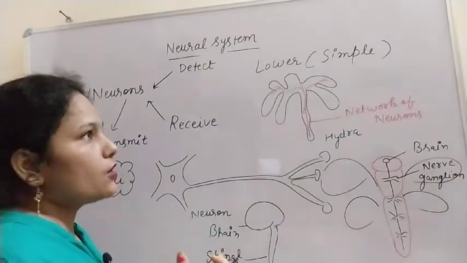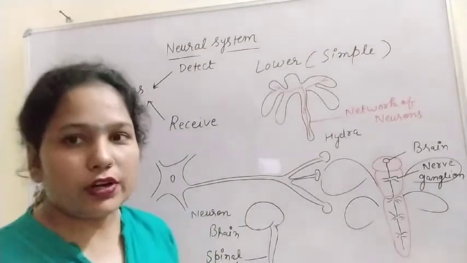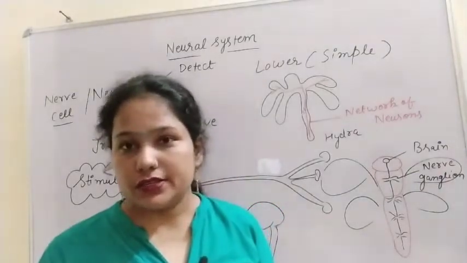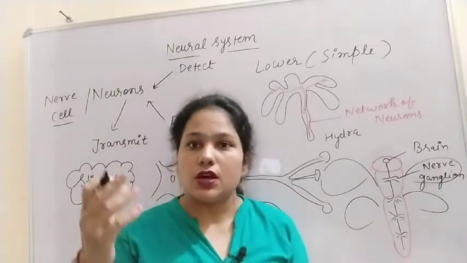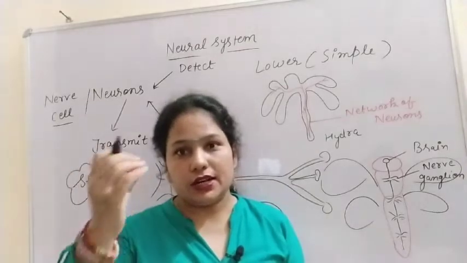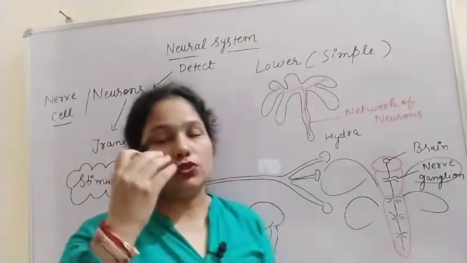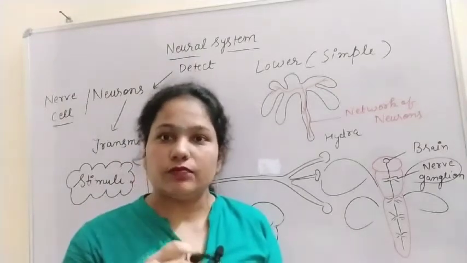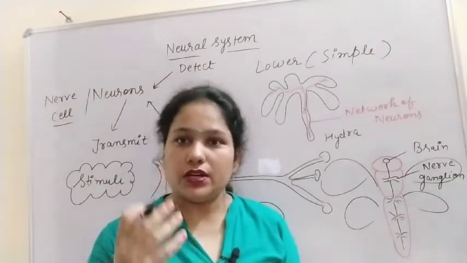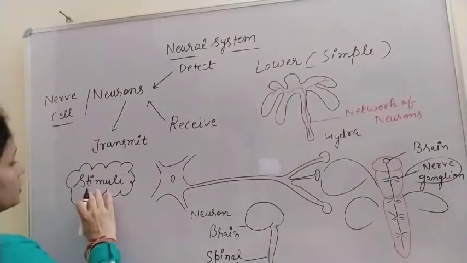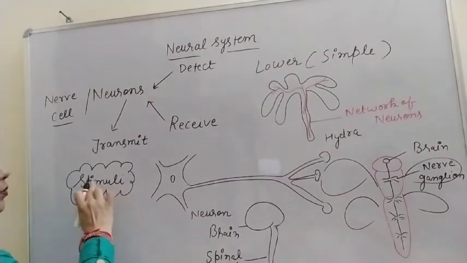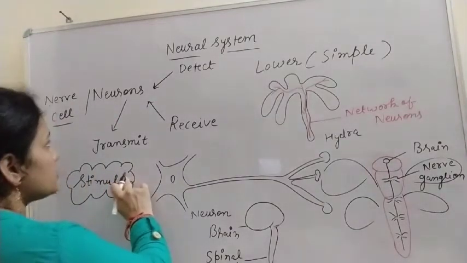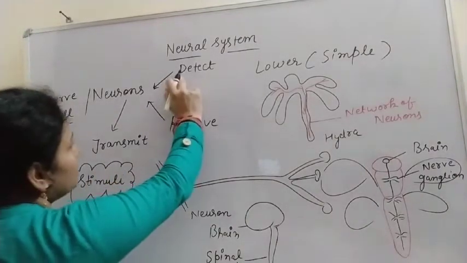Suppose we are looking at the sun. So what do we do after some time? We just blink our eyes. Why? Because the stimulus of the light enters into our eyes and the photoreceptors are sensitive to that light, and then it is detected by our eyes. So a stimulus is detected by a particular cell of our body.